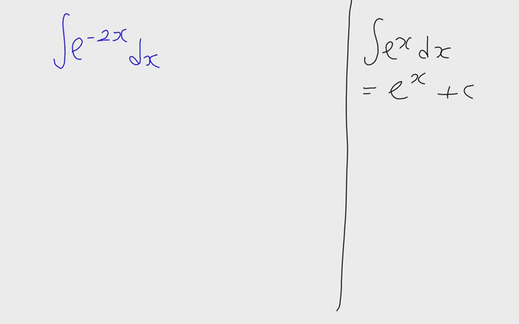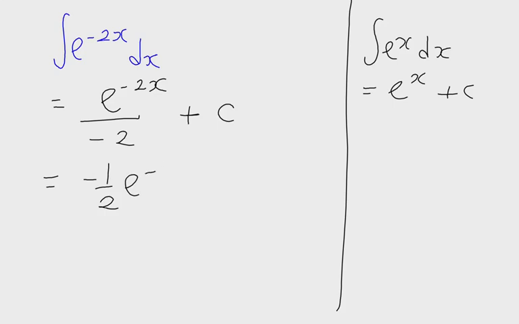So here is going to be e raised to minus 2x, but we have to divide by the constant, and the constant is minus 2, so we have divided by minus 2, plus c. So the answer here will be minus 1 over 2 e raised to minus 2x plus c.